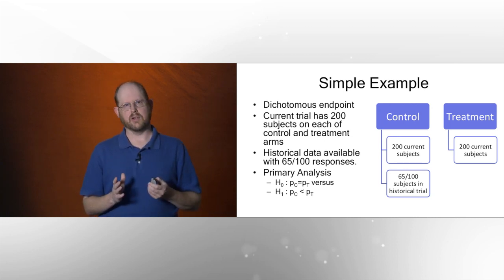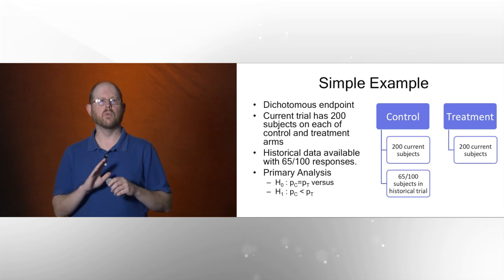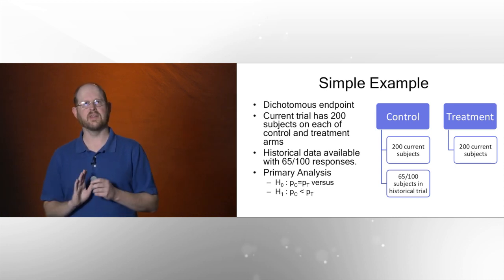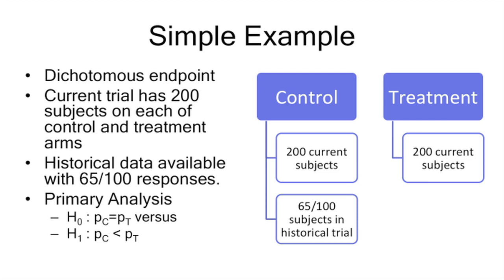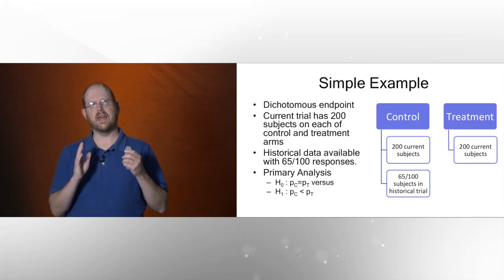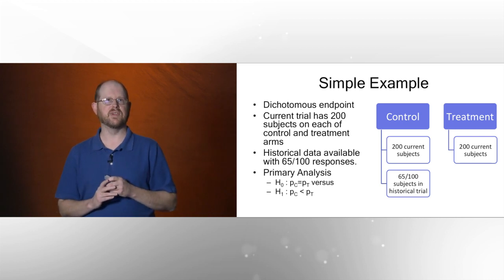To get an idea about how this works, I want to start with a simple example. So we have a dichotomous endpoint. Everything's yes or no, success or failure. The current trial has 200 subjects on each of a control and a treatment arm. What I want to do is make use of the fact that in addition to the data in the study, I also have an additional 100 subjects. Maybe this was a POC study that I did. Maybe this was another trial at another location. Maybe this was the data that you got at the sites for the year before you started the trial. But I know that I have 100 subjects and 65 of them were successful.